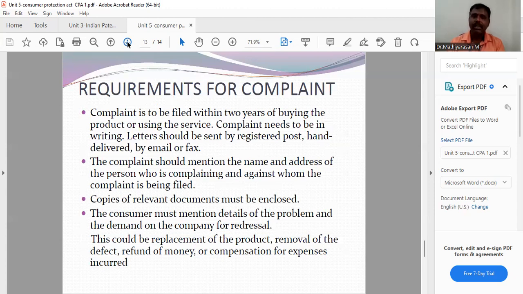Requirements for complaint. The complaint is to be filed within 2 years of buying the product or using the service. The complaint needs to be in writing. Letters should be sent by registered post, hand delivered, or sent by email or fax. The complaint should mention the name and address of the person who is complaining and against whom the complaint is being filed. Copies of relevant documents must be enclosed. The consumer must mention details of the problem and the demand on the company for redressal. This could be replacement of the product, removal of the defect, refund of money, or compensation for expenses incurred.